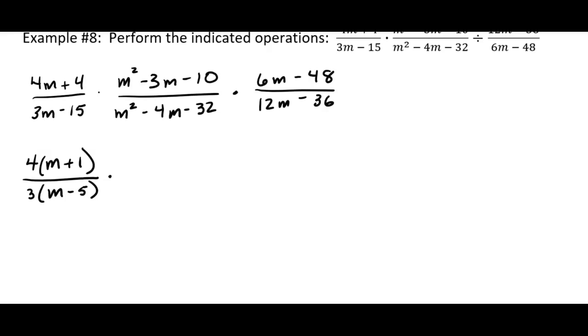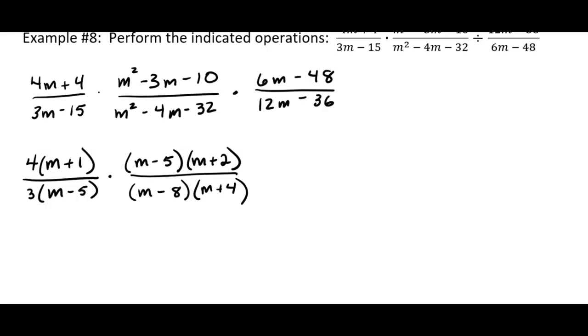And then we have a trinomial in the next numerator. It's going to factor into m minus 5 and m plus 2. It doesn't matter which order we write these in. Just need to check and make sure we're doing them right. And then the denominator is going to factor into m minus 8 and m plus 4. Let me double check that. Negative 8 times 4 is negative 32. Negative 8 plus 4 is negative 4. Yeah, that looks good. Okay.